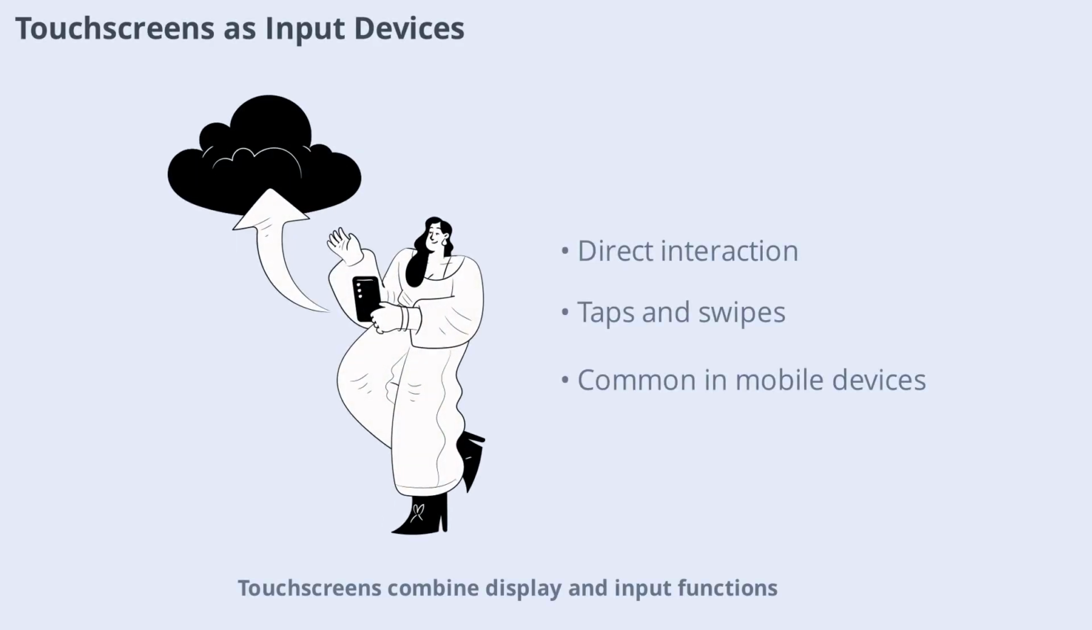Touchscreens combine display and input functions, allowing users to interact directly with what's on the screen. Found in smartphones, tablets, and some laptops, touchscreens make navigation intuitive and fast. They respond to taps, swipes, and gestures, making them a popular choice for modern devices.